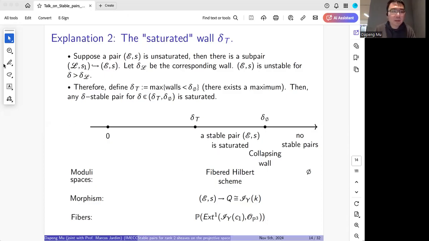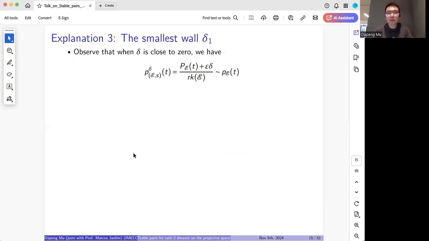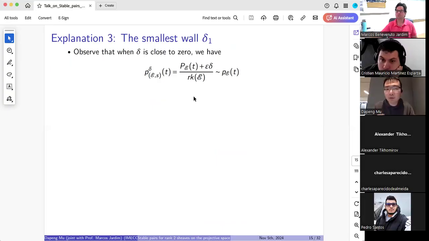Okay, so this is the second wall I want to explain, and then we have a third one, which is the smallest one. This is from the following observation. This fraction is the reduced Hilbert polynomial of a pair. When this delta is sufficiently small, it's very close to 0, so this is almost equal to the Hilbert polynomial of the sheaf.